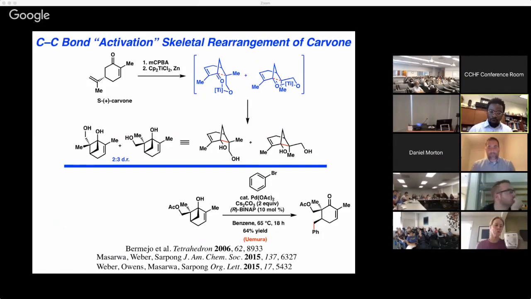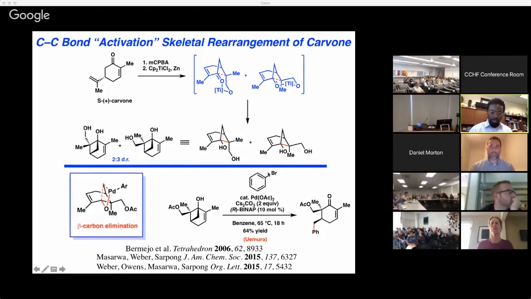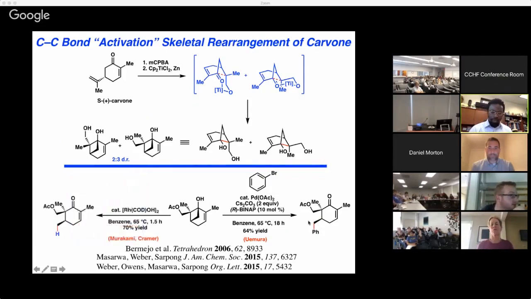For example, in this particular instance, we could start with an oxidative addition into this carbon-halogen bond, followed by a ligand exchange onto the tertiary hydroxy group, and then a beta carbon elimination proceeding through a sort of four-center transition state, ultimately terminating with a reductive elimination to lead to this particular compound. On the other hand, if one uses a rhodium complex, one can terminate with a protonation event to arrive at this particular compound shown here.